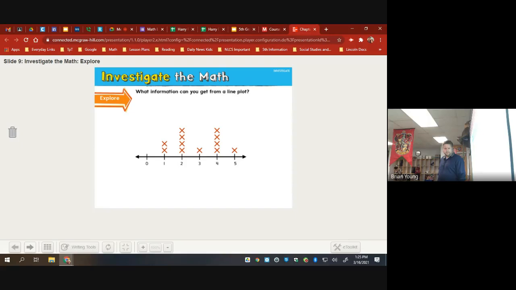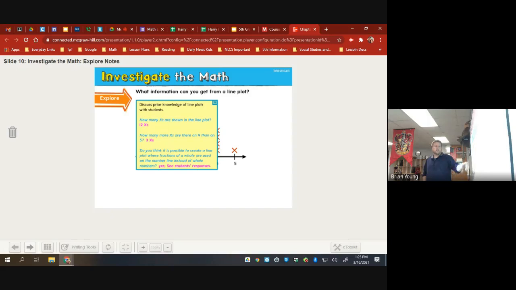Lauren? You can see a lot of things from it because you can measure out how far apart each number is and how many X's are in each one, and then multiply that too. Okay, all right. So those are all good answers.